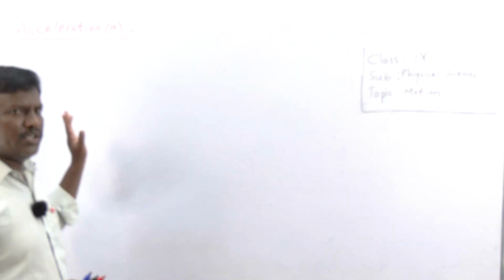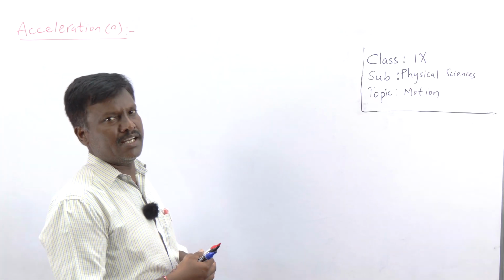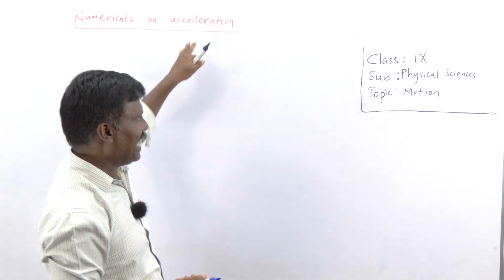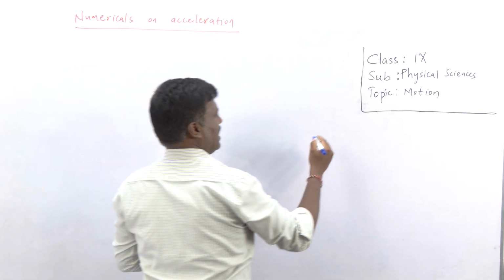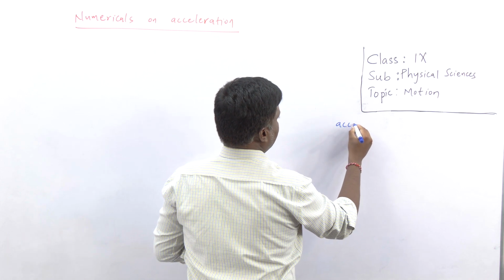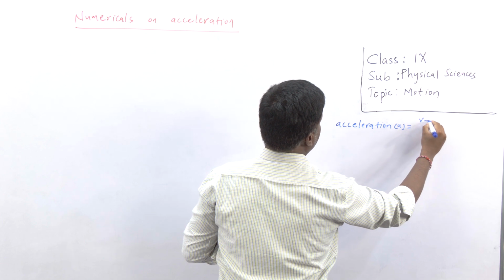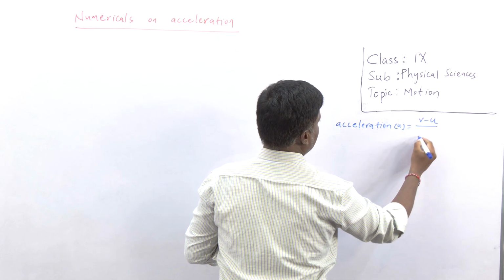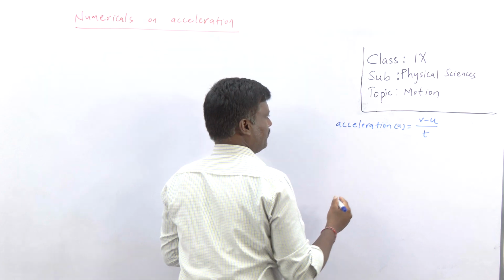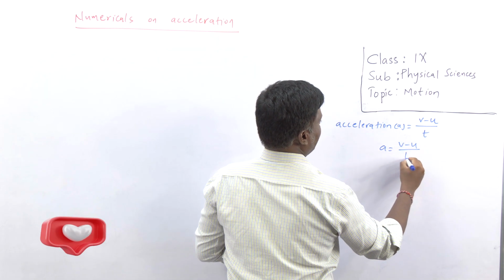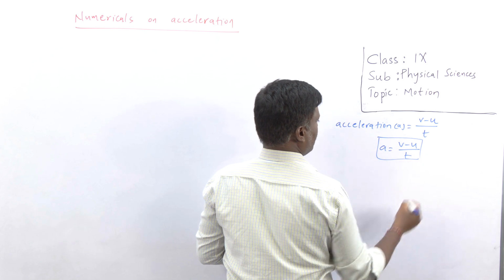Now we are going to solve some numericals on acceleration. So what is the acceleration formula? Acceleration a is equal to the change in velocity, final velocity minus initial velocity, divided by time. This is the formula: a = (v - u)/t. This is the formula to find acceleration.